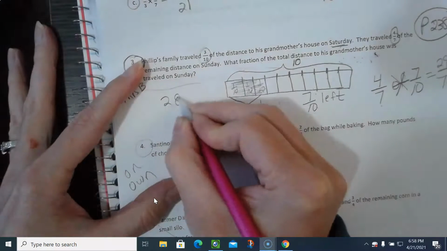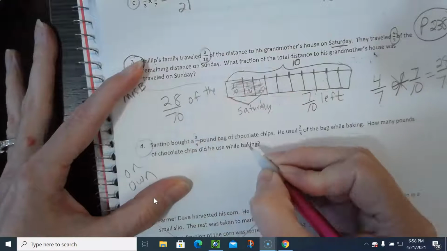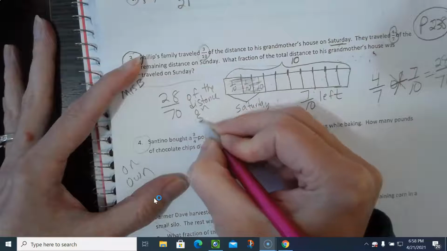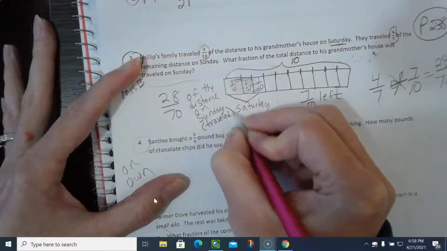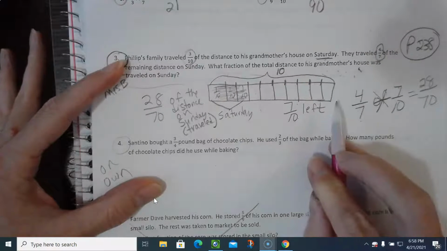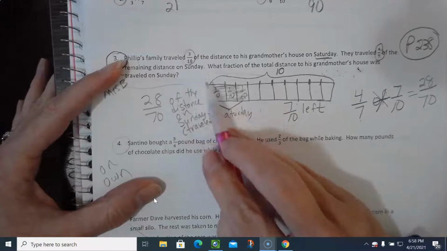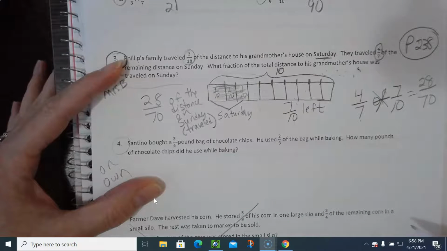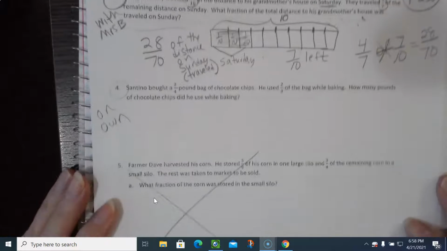So I'm just going to put this in an answer form. So 28/70ths of the distance on Sunday. And then they traveled that much. Okay, so making this tape diagram was a huge piece of getting this problem correct, because the only spot I didn't multiply 3/10 and 4/7, I multiplied the remaining piece. That's what it was asking me for. So with some of the story problems, if you draw that tape diagram to help you make sense of it, sometimes that can really help.